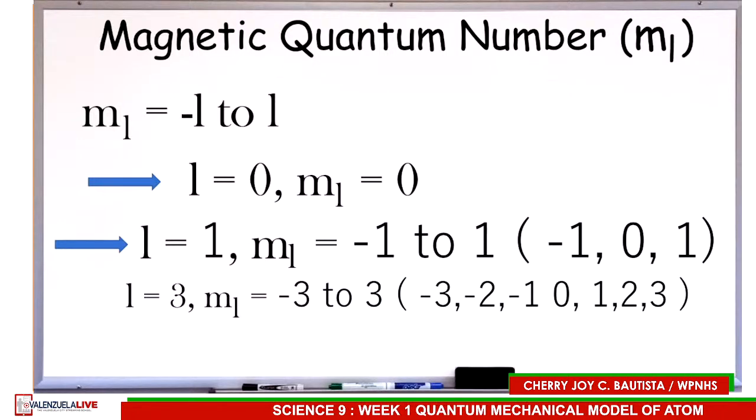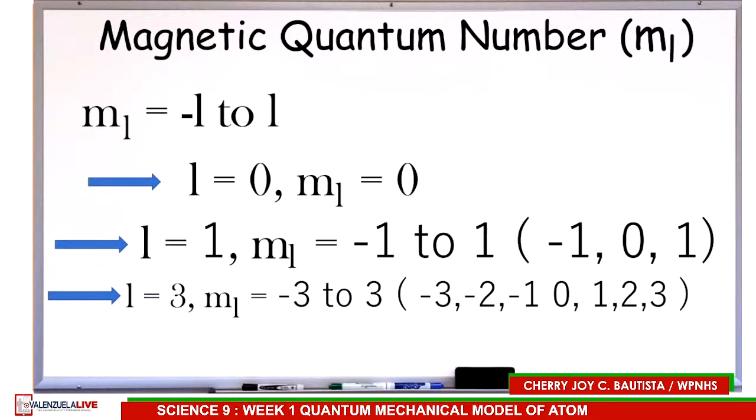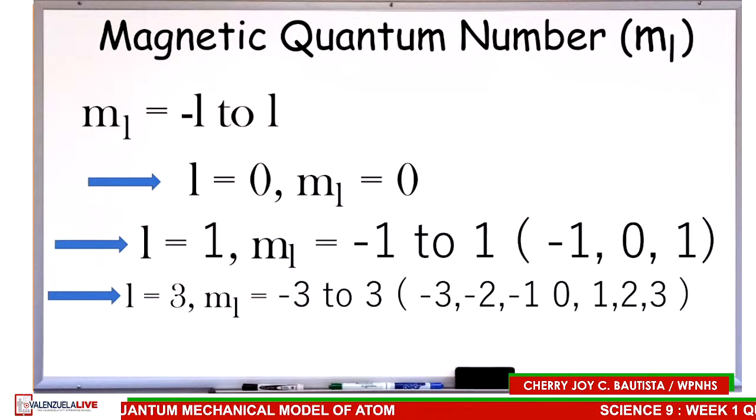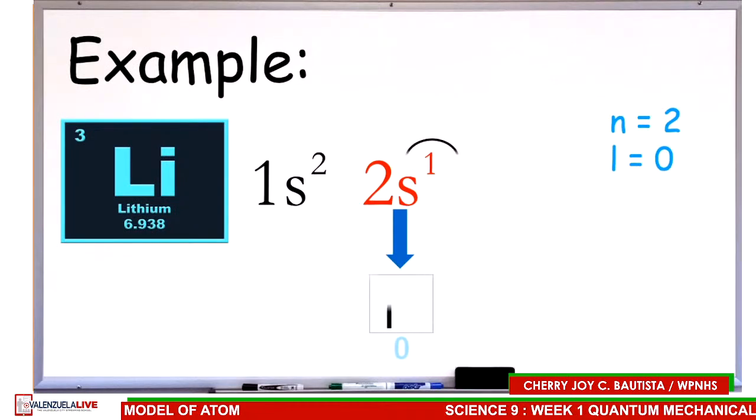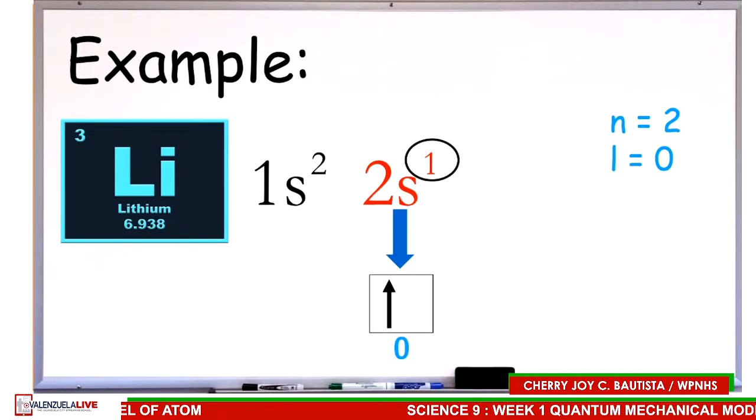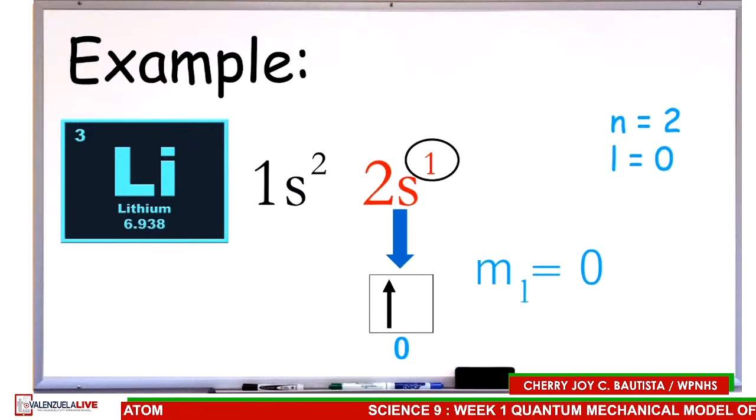Another example, let's say L is equal to 3. That means the m sub L would be a number between negative 3 and 3. So that would be negative 3, negative 2, negative 1, 0, 1, 2, 3. This expression shows the relationship between m sub L and L. So in our example, since the value of L is 0, m sub L is equal to 0.